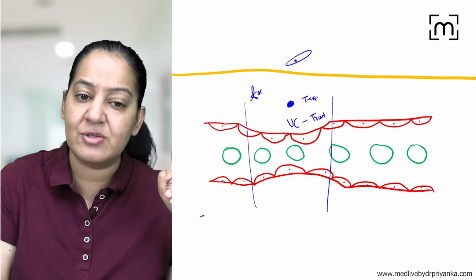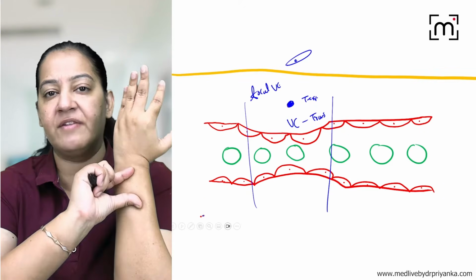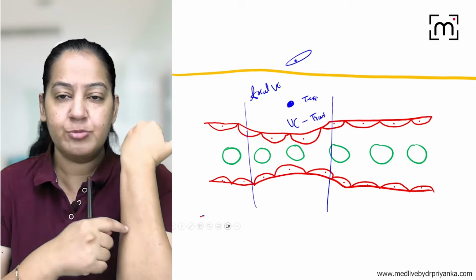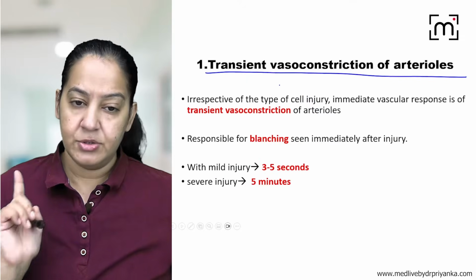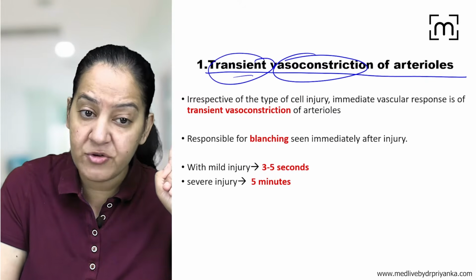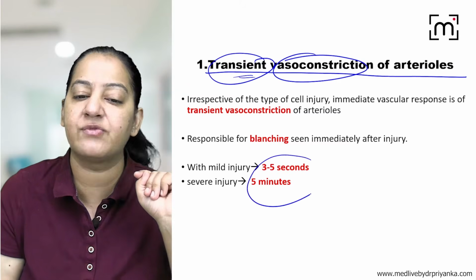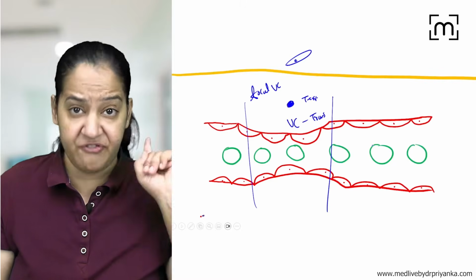It's the focal vasoconstriction. Focal. It's not the complete blood vessel. Only this portion of the blood vessel undergoes vasoconstriction. So this portion, look, less blood is there. It is known as blanching. So the first step is the transient vasoconstriction. The word transient is important. It hardly lasts for a few seconds or a few minutes, and it results in blanching. That is the first step.